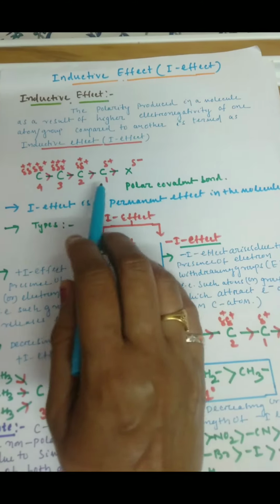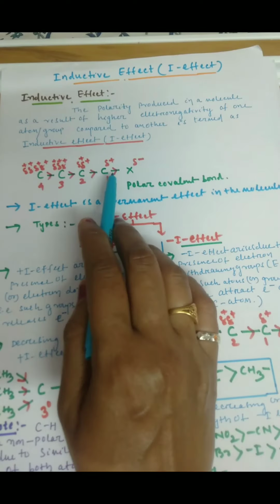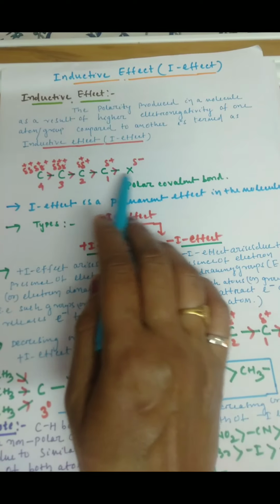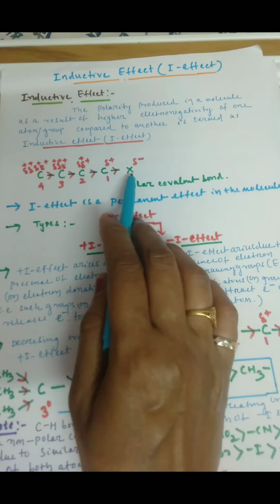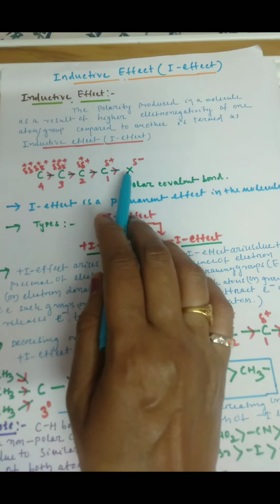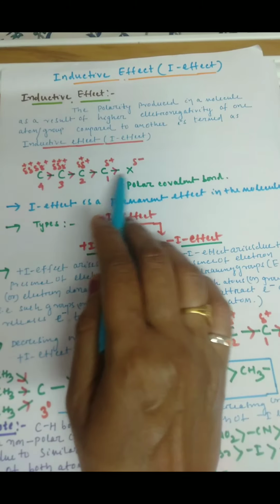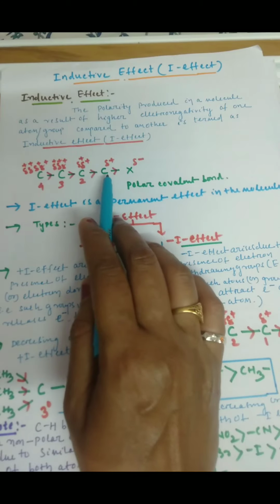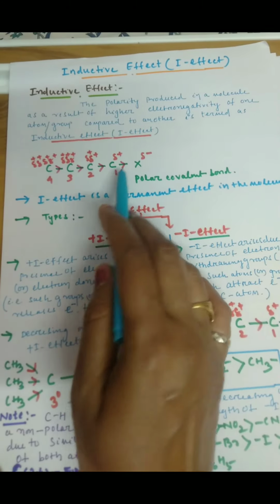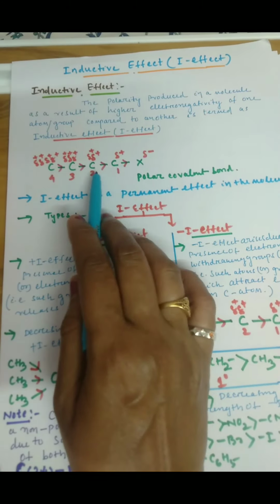Suppose you take one example where a carbon chain is linked to a halogen atom, and a polarity develops between the carbon and the halogen atom. The carbon becomes delta positive and the halogen becomes delta negative, because there is an electronegativity difference and halogen is more electronegative than carbon. Another important point is that the effect is also transferred to the rest of the carbon atoms.